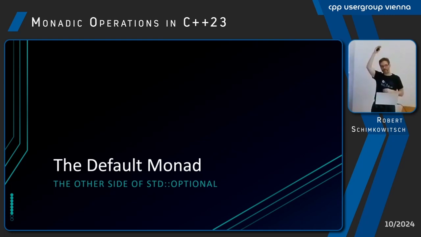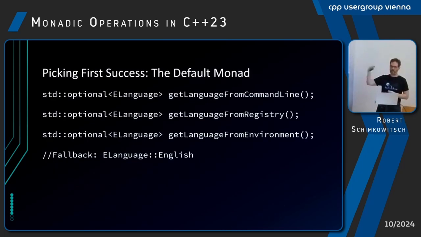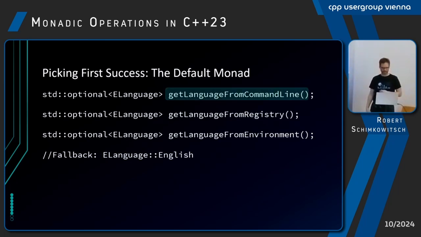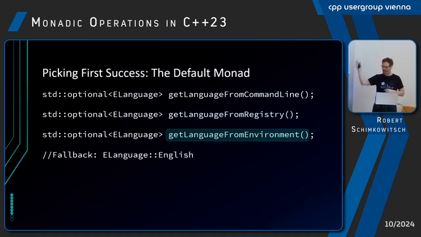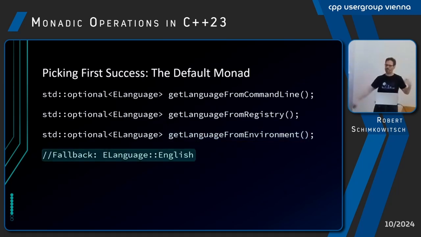We've now seen ways to call a sequence of functions, each of which might fail. Sometimes we want the exact opposite. We want to call a sequence of functions until one of them succeeds. And this is easy to do with optional. Let's say I have an application and I want to determine the startup UI language. And I have given the user multiple ways to provide it. It could come from the command line, it could come from the registry, if we are on Windows or something similar, and it could come from an environment variable. And if everything else fails, I want to provide a fallback language.